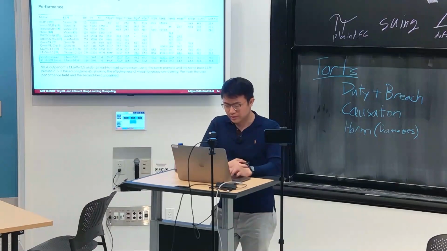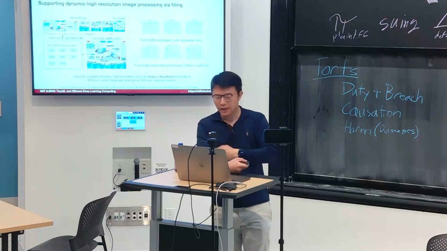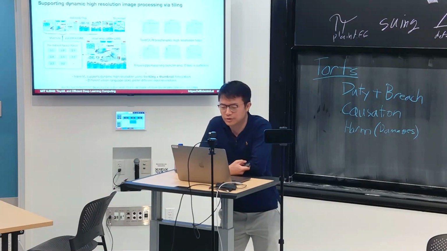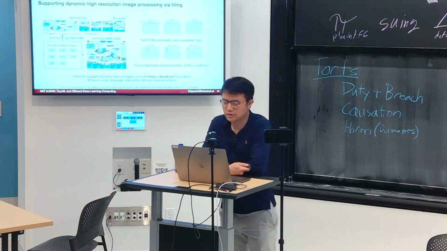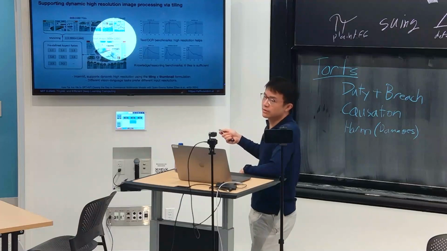So pretty good accuracy, and it's open sourced. Feel free to try it at vila.mit.edu. There are several demos. You can upload your own image or your own video to try it. And just now we mentioned the resolution matters a lot to the performance of visual language models. So how do we deal with very high resolution images, like 800 by 1300?